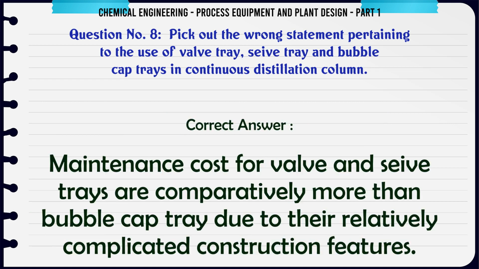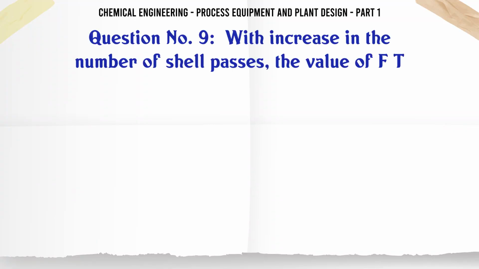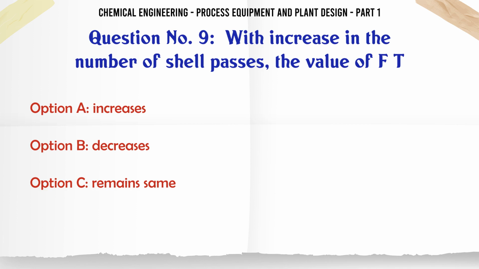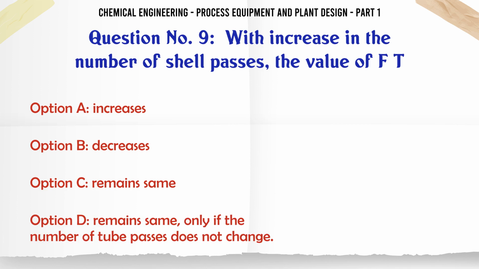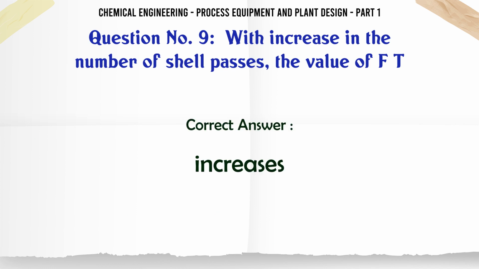The correct answer is maintenance cost for valve and sieve trays are comparatively more than bubble cap tray due to their relatively complicated construction features. With increase in the number of shell passes, the value of Ft A. increases, B. decreases, C. remains same, D. remains same only if the number of tube passes does not change. The correct answer is increases.